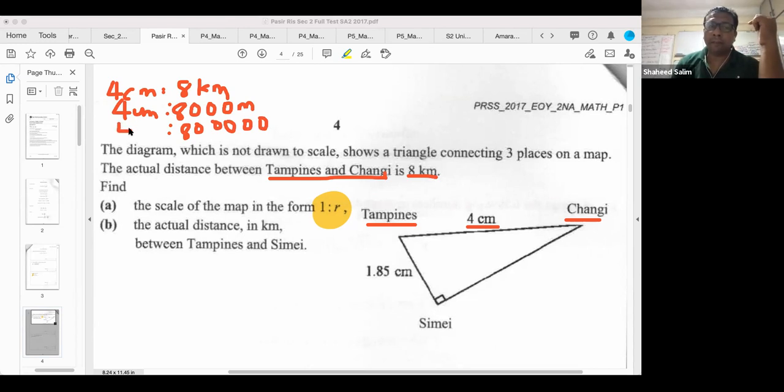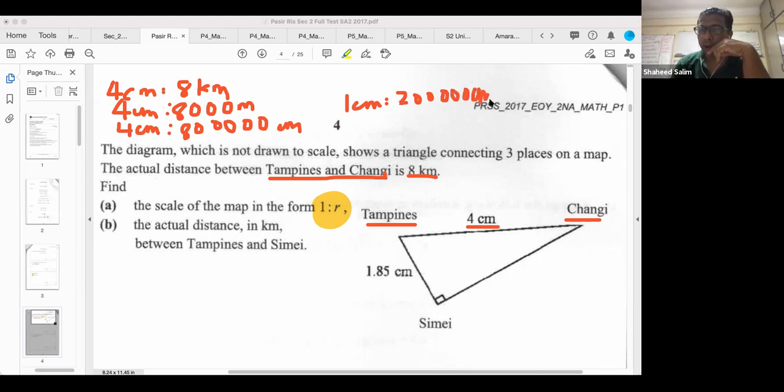So 4 cm is 800,000 cm. But you can divide and find 1 cm. Now we make it 1 cm. Divide by 4. You get 1 cm is to 8 divided by 4, you get 200,000 cm. Now, once you get this, you remove the cm. Remove the cm.